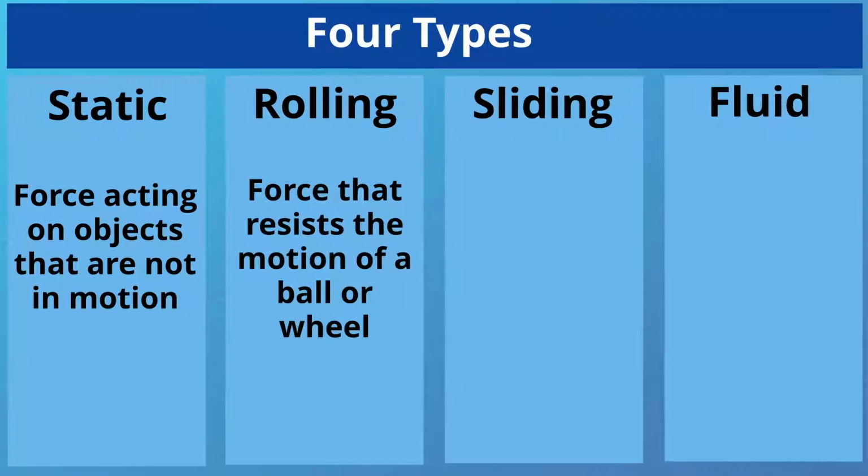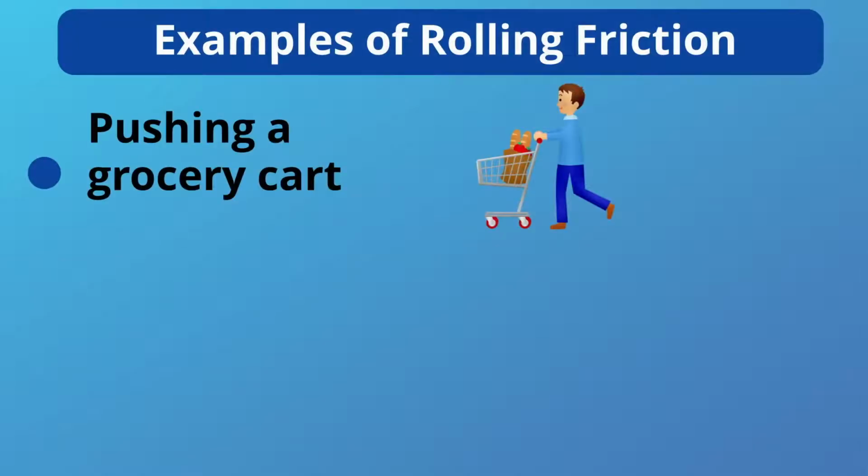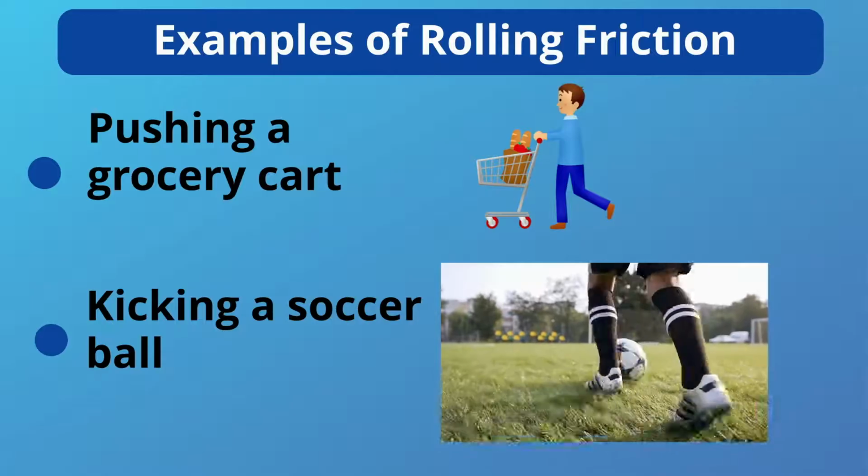Rolling friction is a force that resists the motion of a ball or a wheel. Examples of rolling friction would be pushing a grocery cart or kicking a soccer ball.